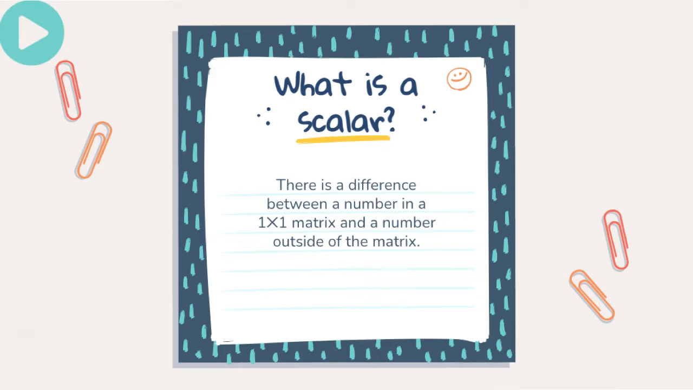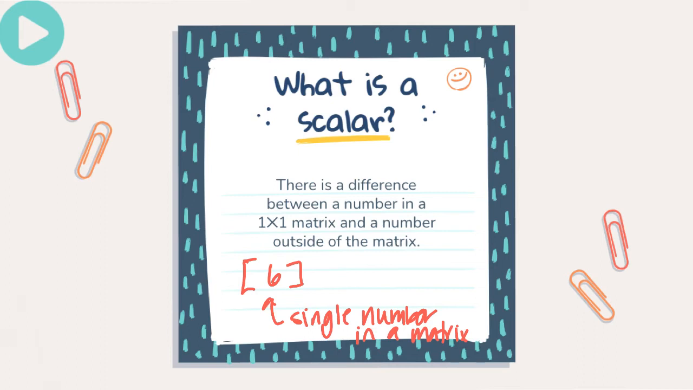What is a scalar? Keep in mind that for this lesson, we are going to be referring to A and B in terms of matrices. However, a matrix of order 1 by 1 could look something like this. 6. So notice that 6 is in a matrix. So this is just a single number in a matrix.